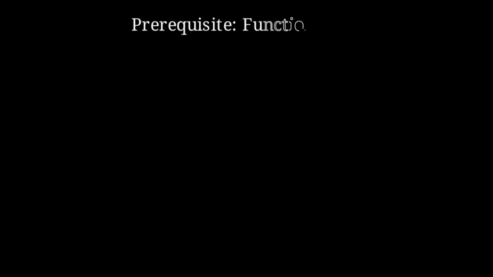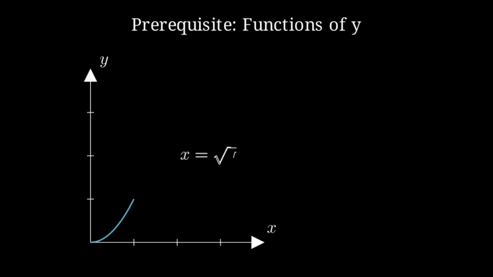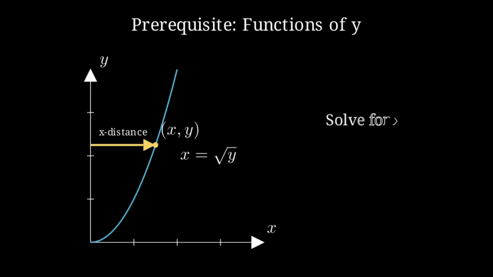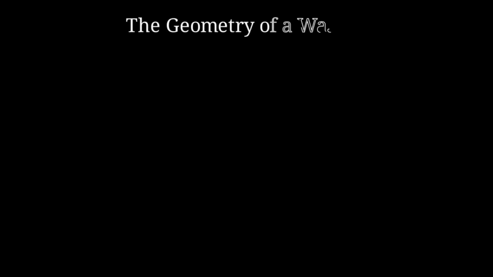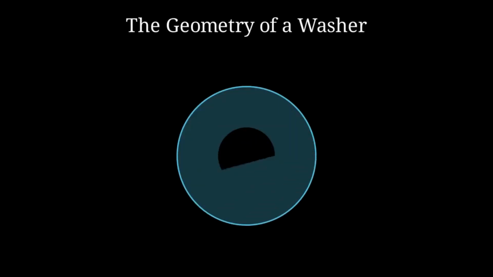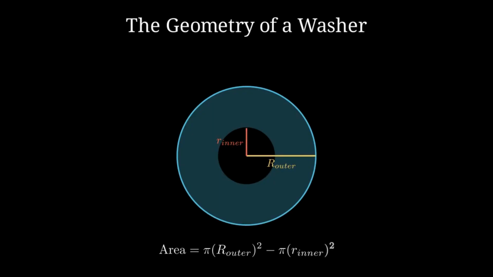Because our slices are horizontal, we need to know the horizontal distance from our axis to our curves. This requires us to ensure our equations are solved for x. If you start with y equals x squared, you must rewrite it as x equals the square root of y to find the radius. A washer is simply a circle with a hole in the middle. To find its area, we take the area of the entire outer circle and subtract the area of the inner empty space. In our calculus problems, these radii will be defined by the distance between our curves and our axis of rotation.